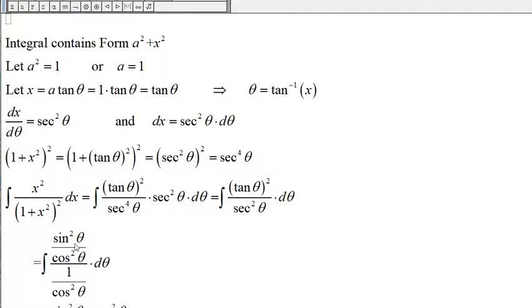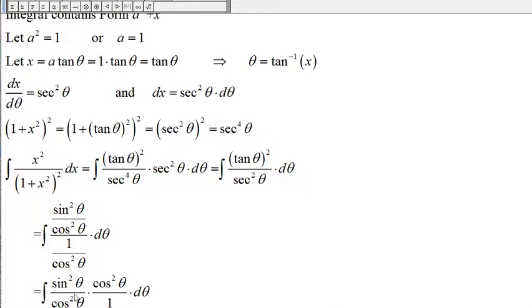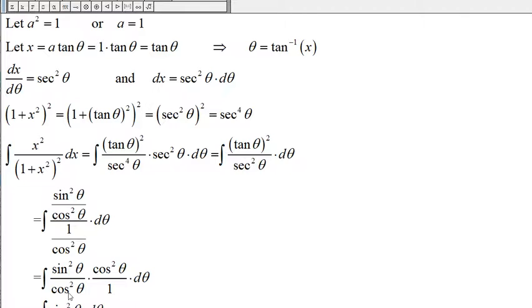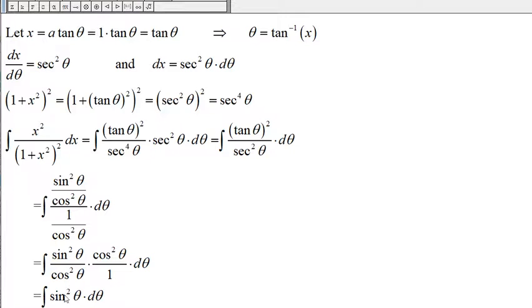Tangent squared is sine squared over cosine squared. Secant squared is 1 over cosine squared. So we get sine squared over cosine squared times the reciprocal of this. Reciprocal of 1 over cosine squared is cosine squared over 1. Cosine squared dividing by cosine squared would be 1. So what's left is just sine squared.